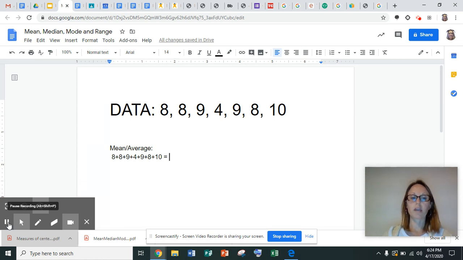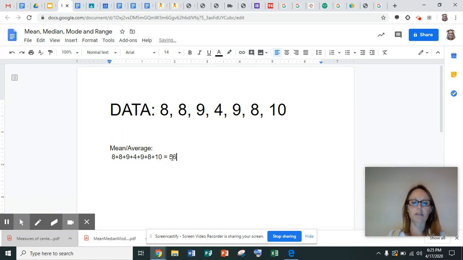I grouped all the 8s together because I know that 3 times 8 is 24, 9 plus 9 is 18, and then I did 10 plus 4 is 14, and I got a total of 56. So this data equals 56.